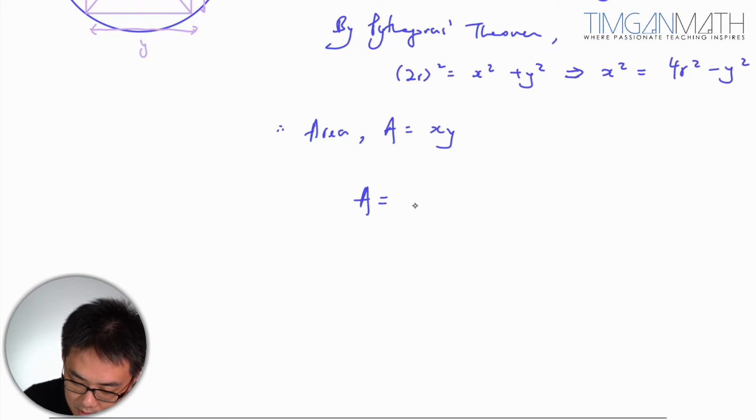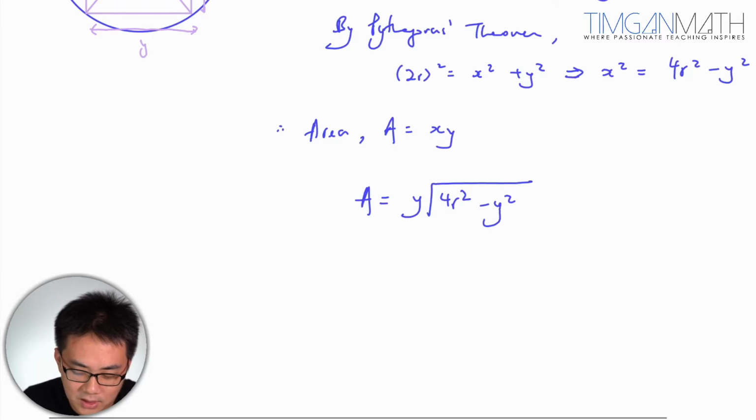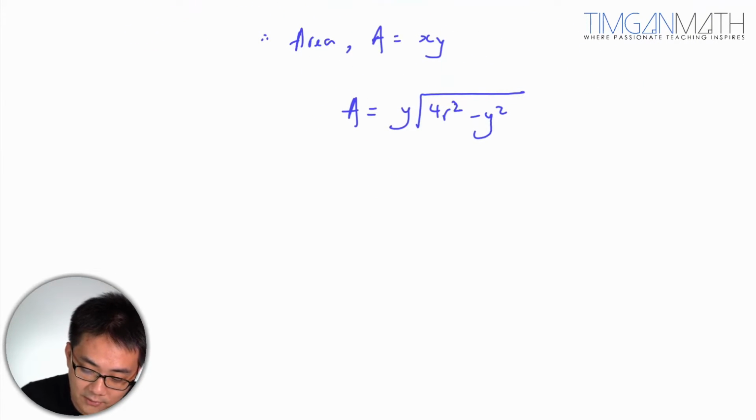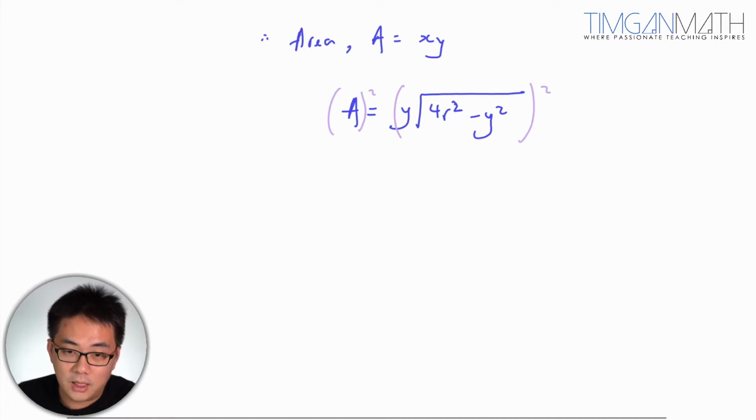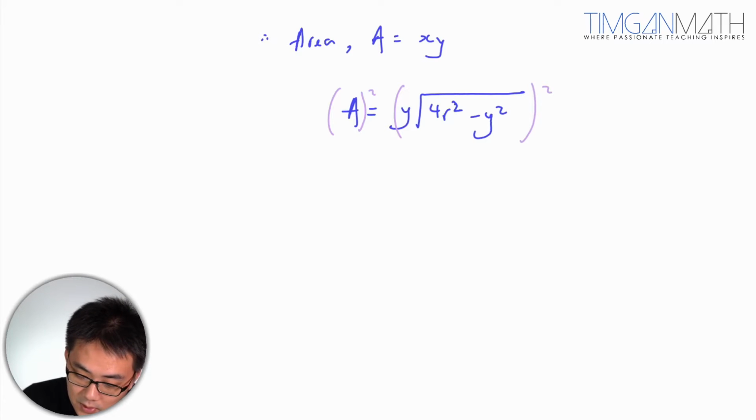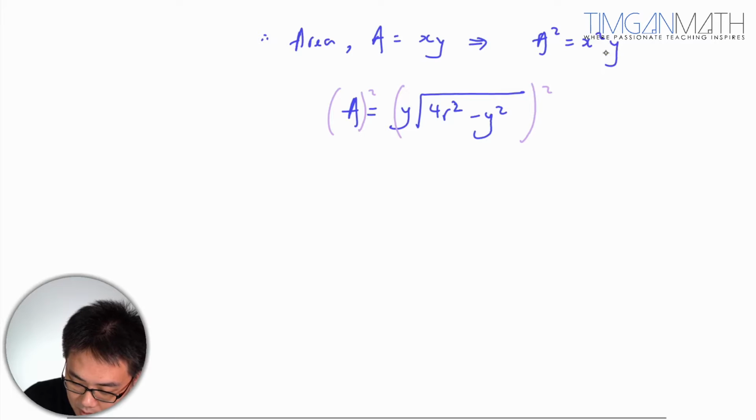So we have A equals y square root 4r squared minus y squared. I don't really like the square root, so I'll just square both sides and use implicit differentiation. But you can differentiate this straight away, it's fine. I like to use implicit differentiation because it is better in that sense.